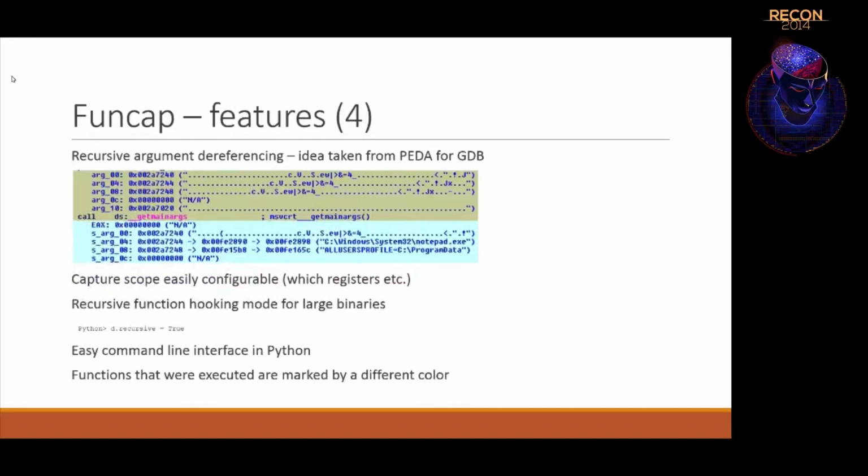You can have a recursive function hooking mode for large binaries. A frequent question that I'm asked is that if there are a lot of functions and you place breakpoints on all of them, and it's a large binary, then it will be very slow. Yes, that's true, and for that you can use recursive hooking, where you can hook the WinMain or the first function that is called, and from there FunCap will hook recursively as it goes.